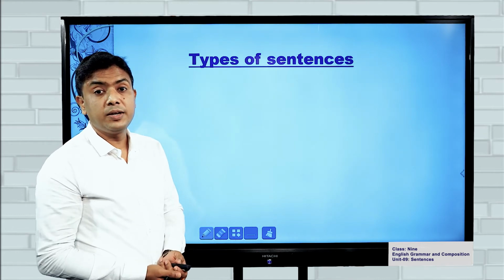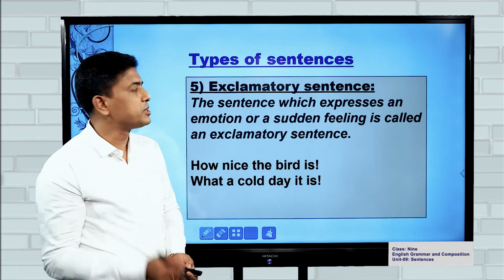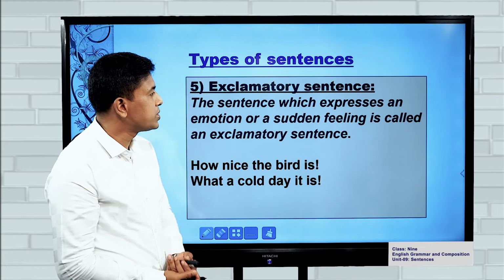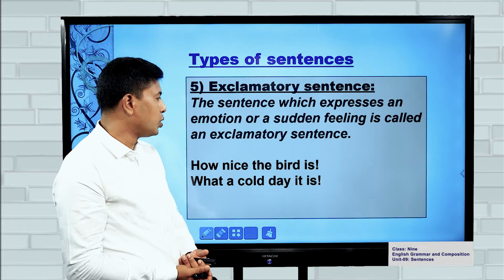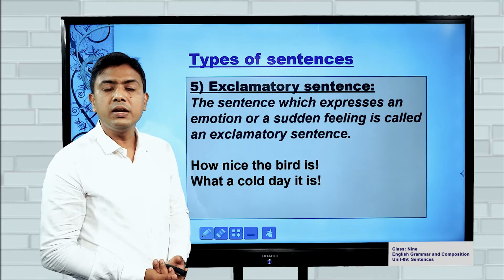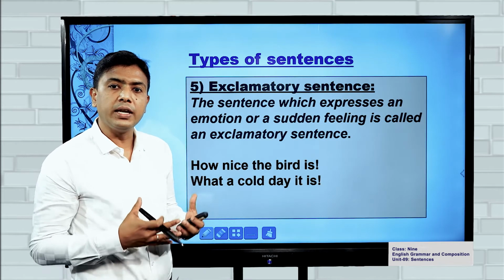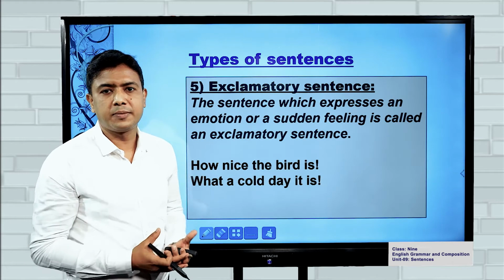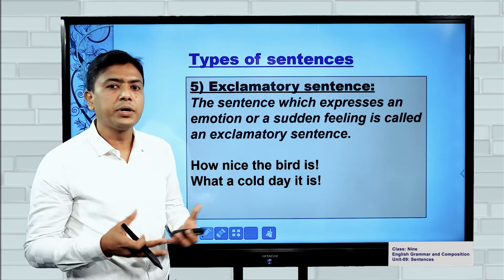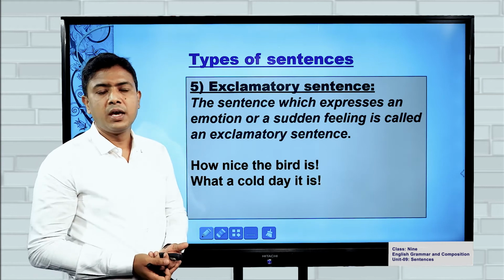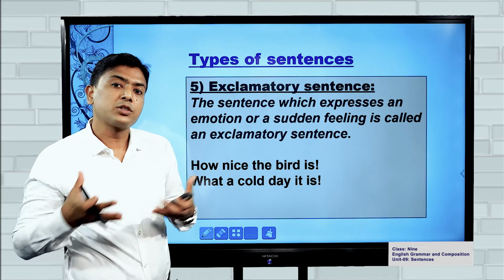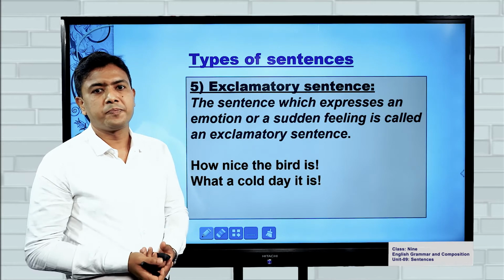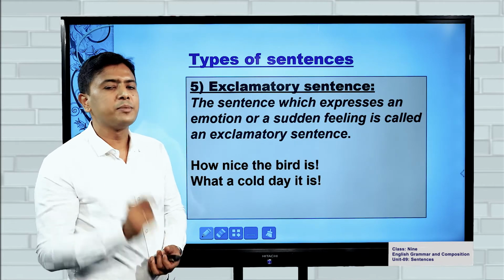Now the last category, category number 5, exclamatory sentence. The sentence which expresses an emotion or a sudden feeling is called an exclamatory sentence. In fact, here we talk about a feeling that comes automatically, that comes all of a sudden. You cannot plan for an emotion. You cannot be happy, you cannot be sad, you cannot be angry as a part of your plan. It comes automatically. And therefore, we use exclamatory sentence.